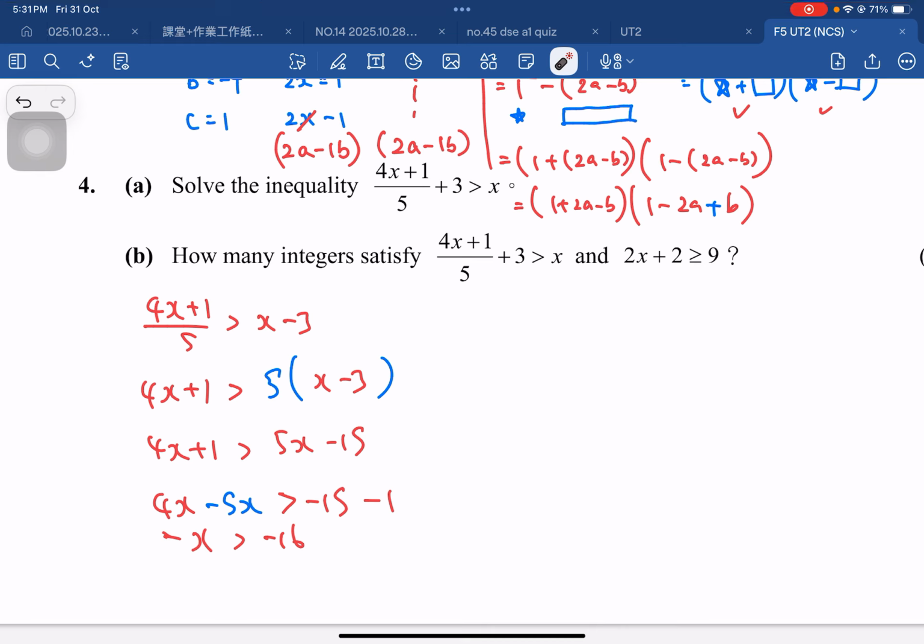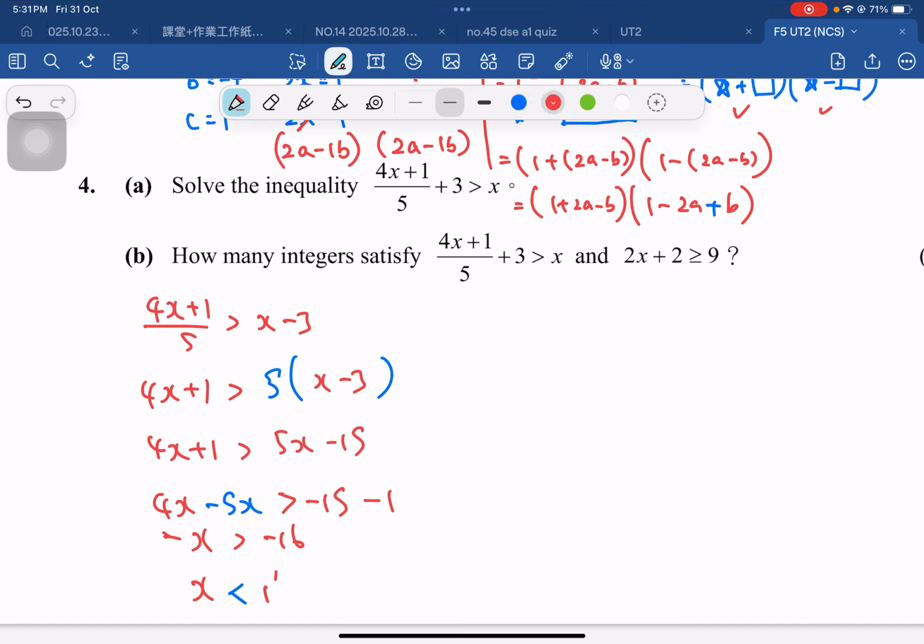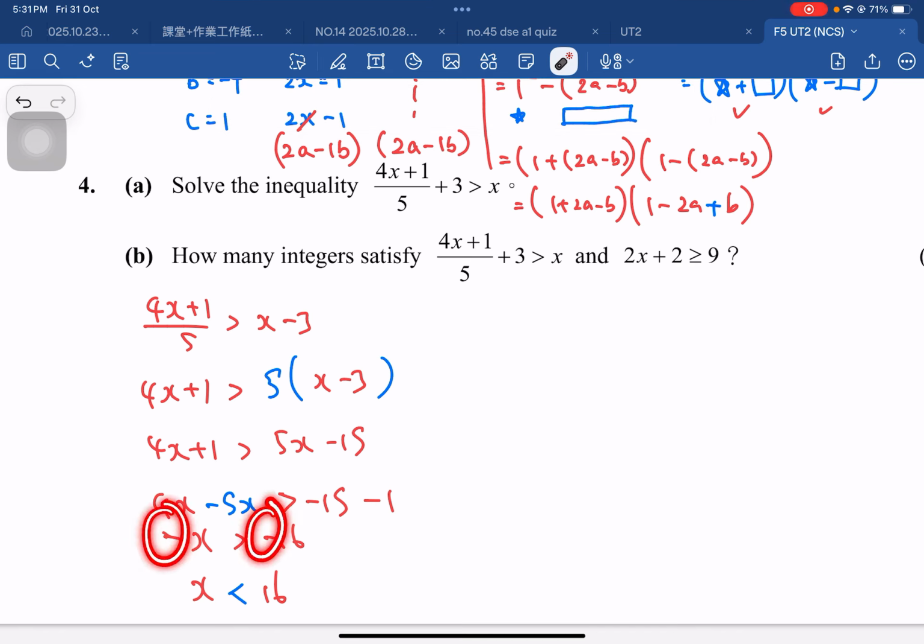And now you need to think about it, I don't want a negative, isn't it? So you divide by negative on both sides. When you divide by negative, you need to swap the sign from greater to smaller. So the answer is going to be x smaller than 16. So remember that if we divide by the negative, we need to swap the sign. That's for your part A.